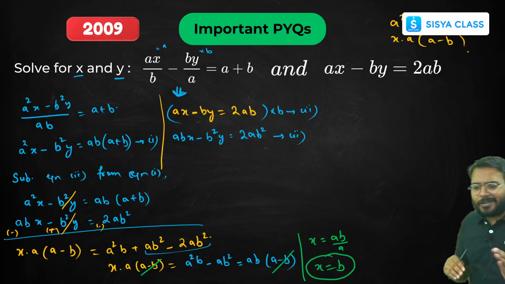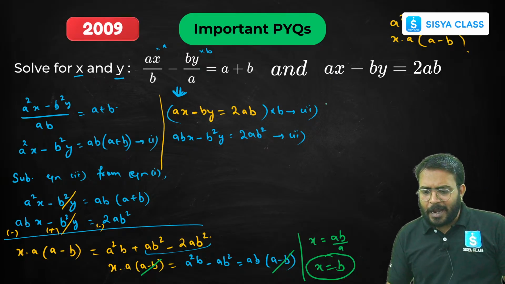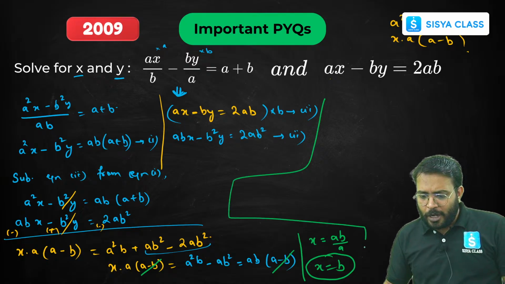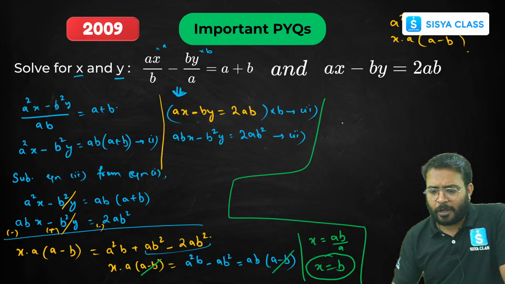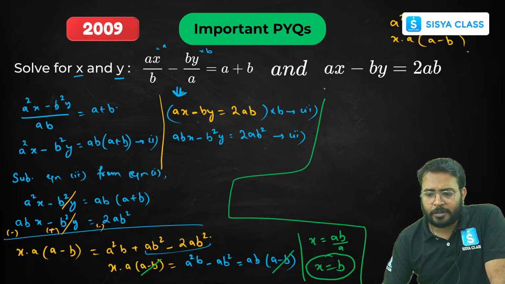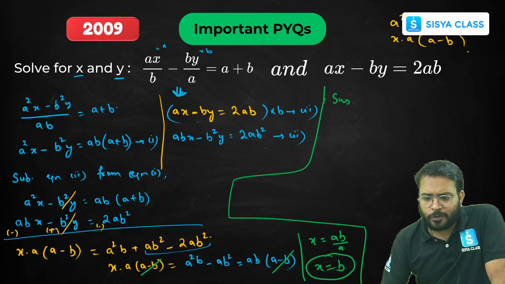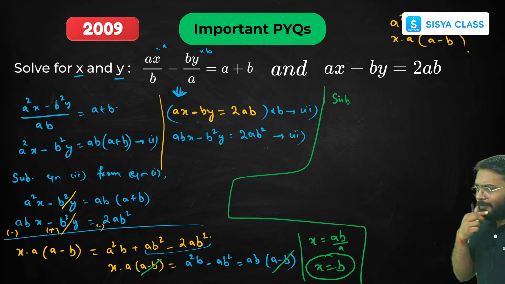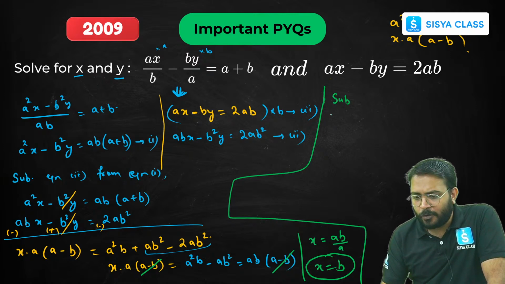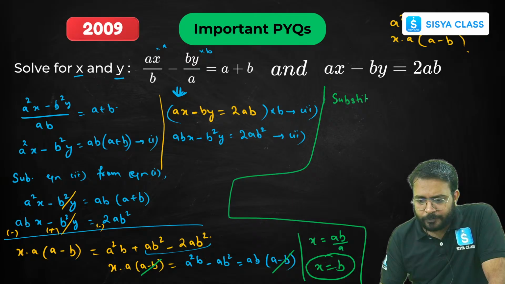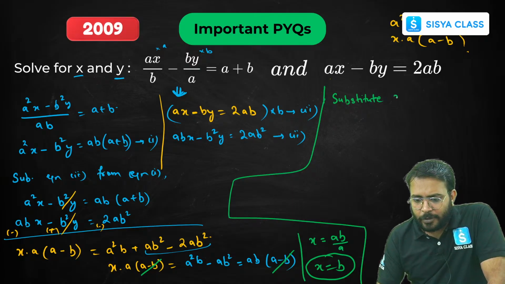Once you get the value of x, just substitute your value of x in either equation 1 or equation 2, in order to get the value of y also, okay, fine. So what I am going to do now is substitute the x value in equation 2. Why? Because equation 2 is a little bit easy as compared to equation 1. So substitute x is equal to b in equation 2.